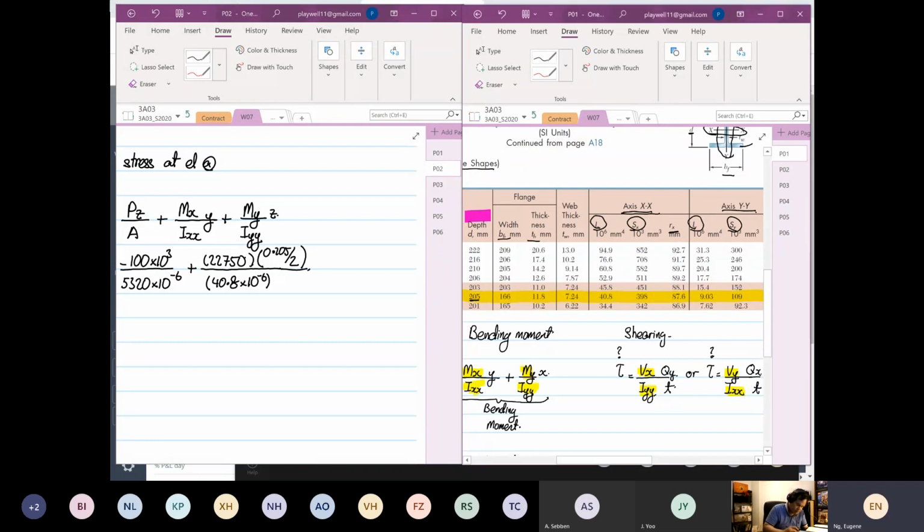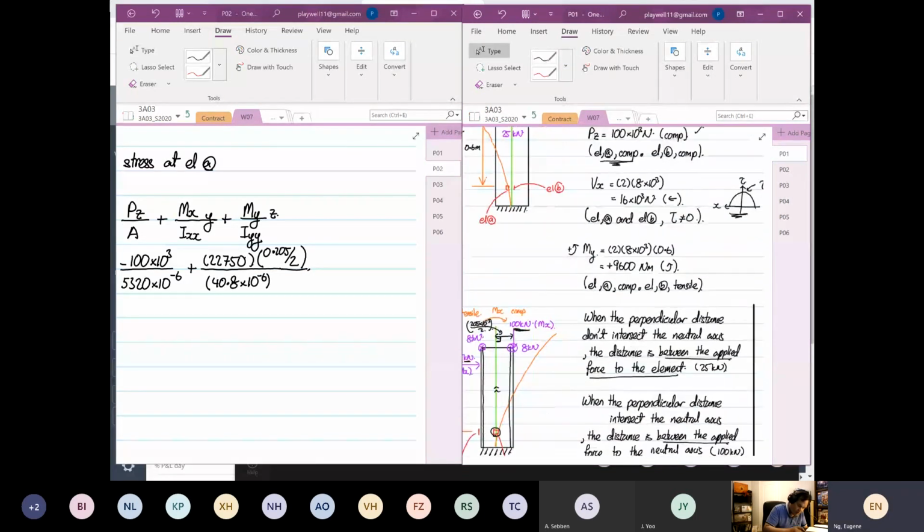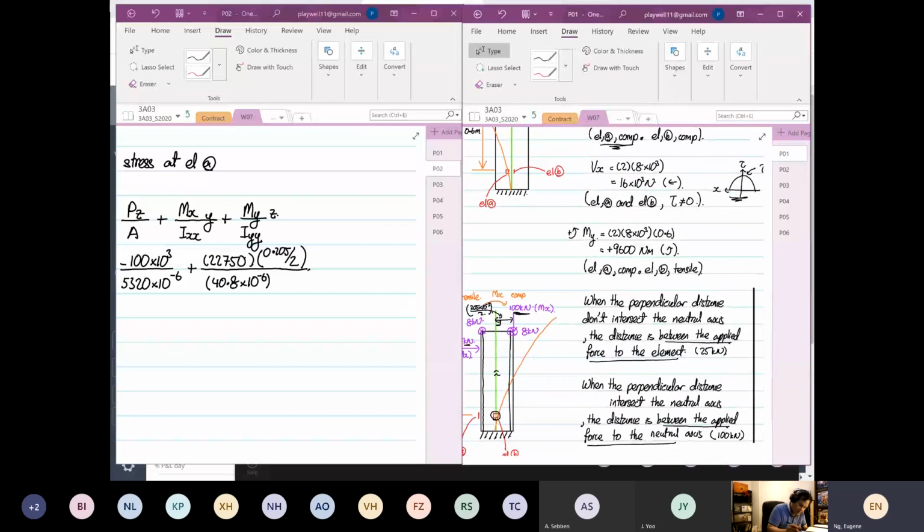We know that it's going to be tensile. Then the next one, we look at your My. So for element A, My is going to give us compression, as we analyzed earlier. So we put down here minus for compression, 9600.